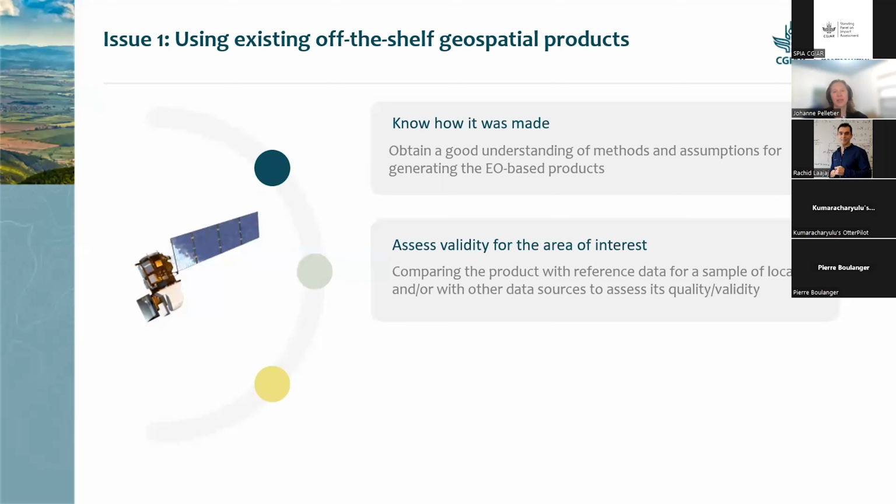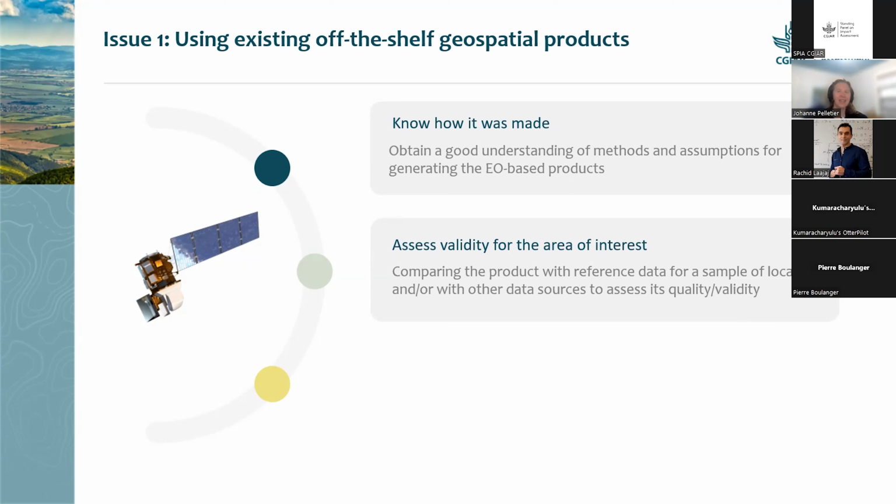When looking to use what we call off-the-shelf geospatial products, something that's very important is to know how it was made. It's really to gather a good understanding of the product's characteristics, including the spatial and temporal resolution, the extent, the different layers or bands, and how it was generated. It's done by reading the documentation accompanying the product, so the user guide, the methods in the journal article, and metadata for the dataset.